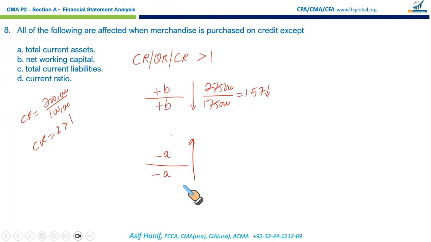Let's try it on the other side of this arrangement. What if we have entered into a transaction that has resulted in a reduction in the numerator as well as the denominator by the same amount? Let's say we have paid $80,000 to our suppliers. Let's see how it happens. If we pay $80,000 to our suppliers, it will cause the numerator to decrease by $80,000 and the denominator to decrease by $80,000.